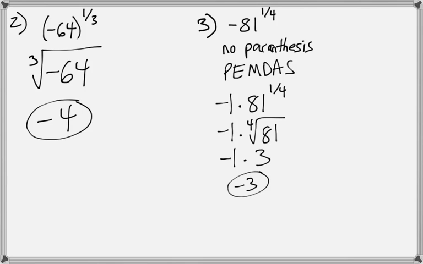if the negative is on the inside of the parentheses with the exponent, then when you convert it, the negative is on the inside of the radical. If there are no parentheses, then the negative is on the outside of the radical.